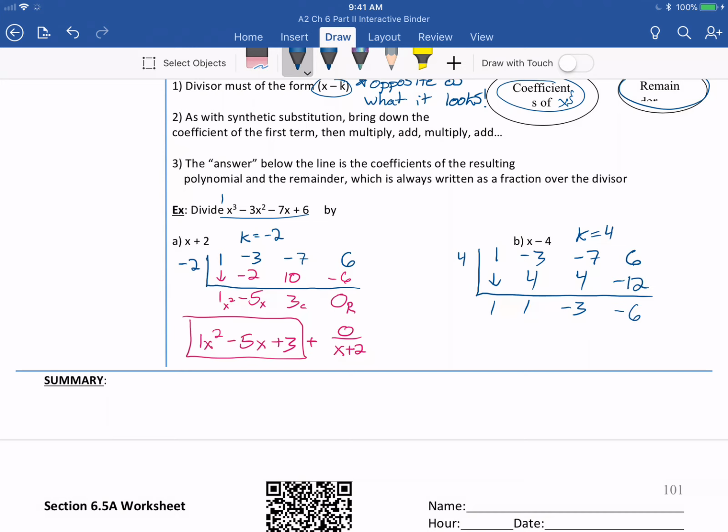So always remember that the last number is your remainder, and then you move on from there. So I have my constant, my x, and then my x squared. If you had more terms, it would go to your x cubed, your x to the 4th, x to the 5th, but in this case we don't. So my answer is 1x squared plus 1x minus 3. Then I have minus my remainder, which is 6 over x minus 4. So as I divide by x minus 4, I get x squared plus 1x minus 3 with a remainder of 6.